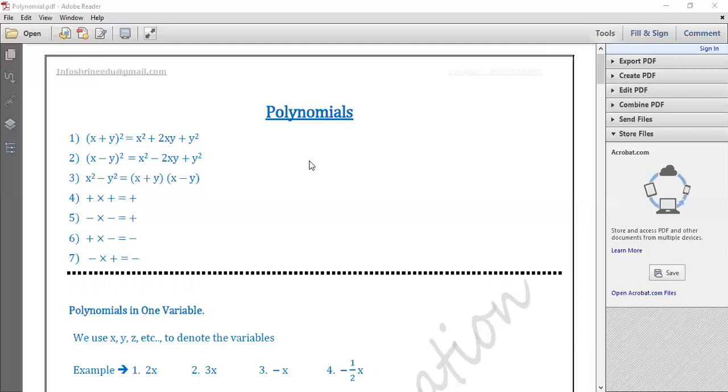The first formula is x plus y the whole square is equal to x square plus 2xy plus y square. Second one, x minus y the whole square is equal to x square minus 2xy plus y square. And now the third one, x square minus y square is equal to x plus y into x minus y. These are all the three formulas.